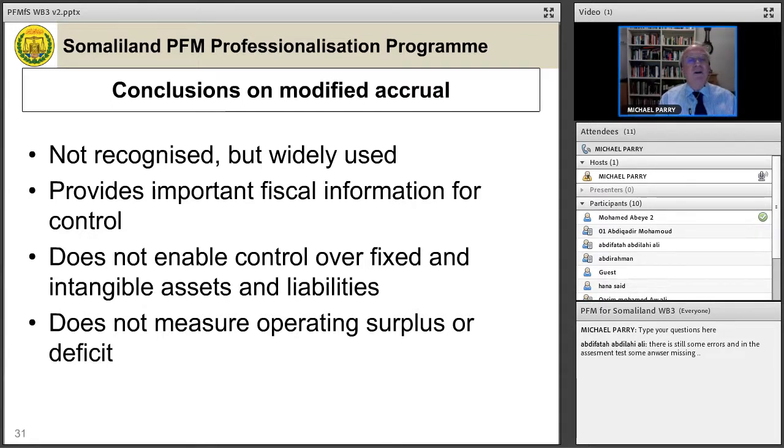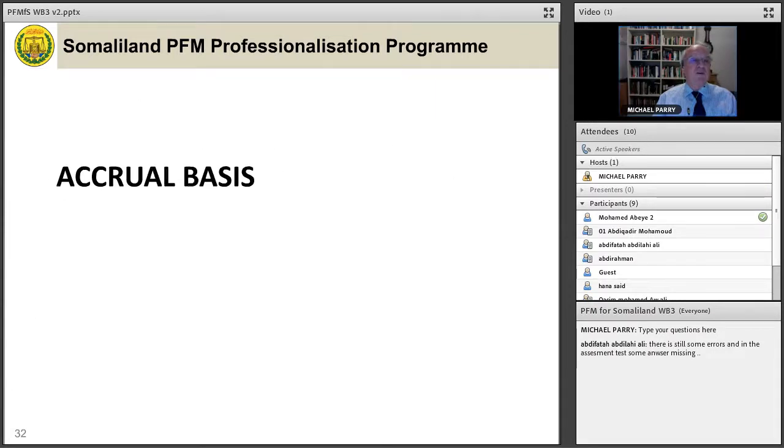However, it does not enable any control over fixed or intangible assets and liabilities. So it's less useful for control purposes, and you don't get a proper measure of operating surplus and deficit. You get this modified accrual one, but it isn't really a meaningful measure of your operating surplus or deficit because of the way you treat fixed assets. You expense them completely in the period. And that means that if you buy something very expensive in one period, which lasts you over 3 or 4 years, you are distorting your information over that period of time. So we need to go on to accrual basis.